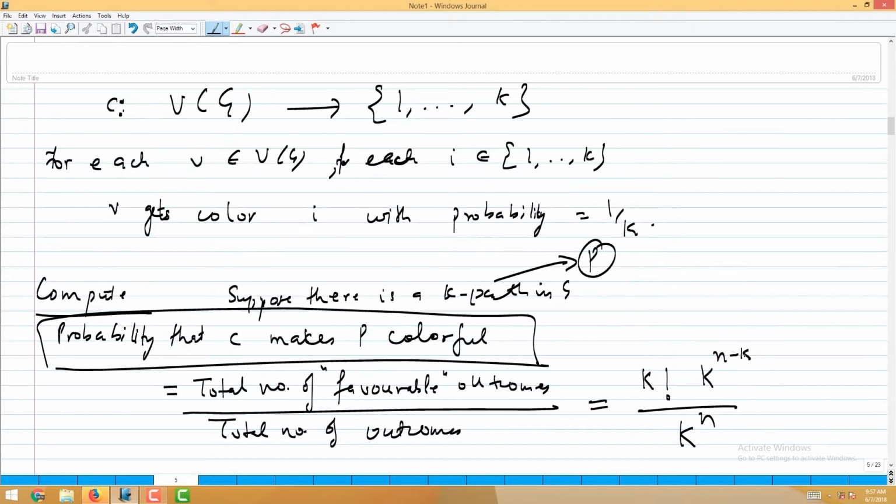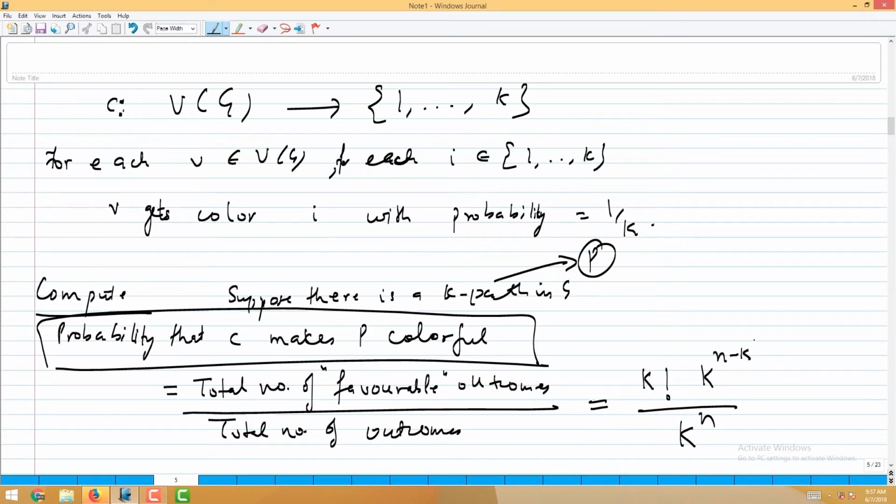Which make it colorful. Exactly. So as he says, what are the good colorings for us? Except for these vertices in this path, we don't care what the other vertices get, right? So the other vertices could get colors from 1 to K.